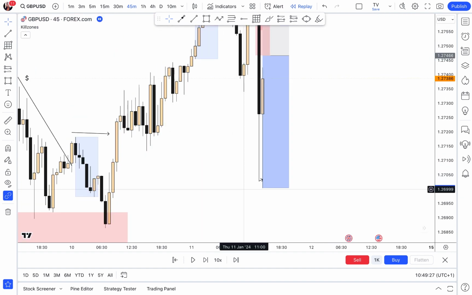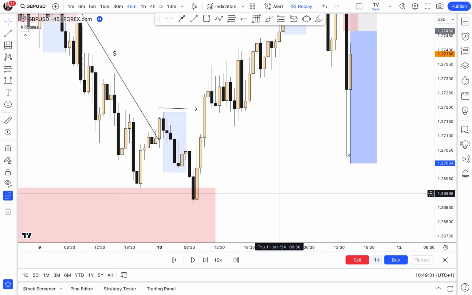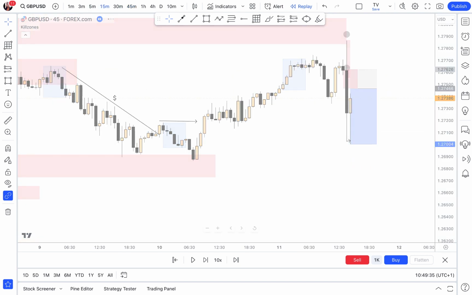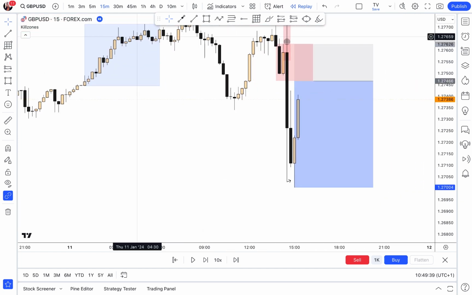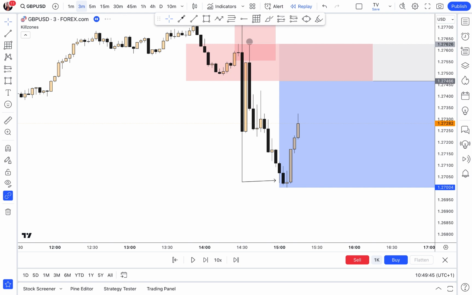But let's look to the left side. Let's see. Okay, that's a good zone to exit your trade. Let's go back to the 15 minutes time frame. For me, I go from time frame to time frame. I want to make sure I have a clear view and a clear picture of what I am trading.